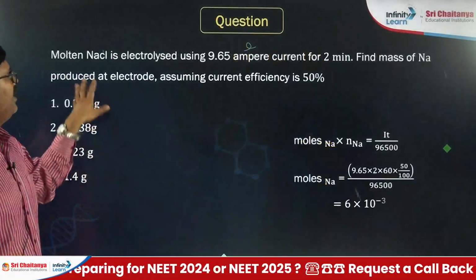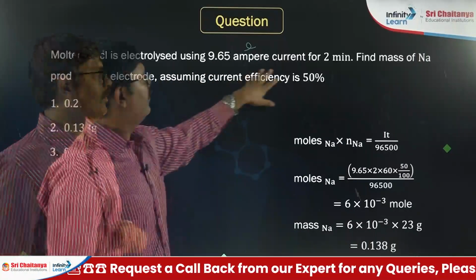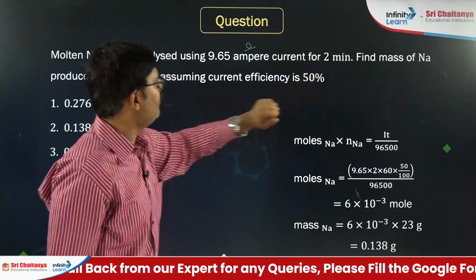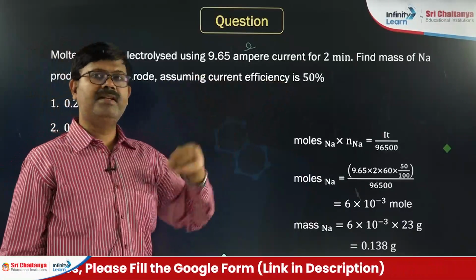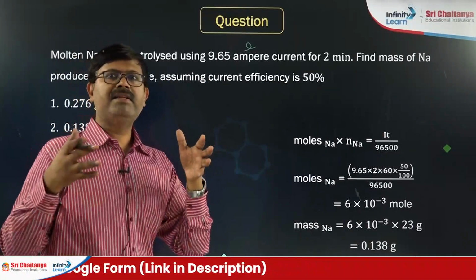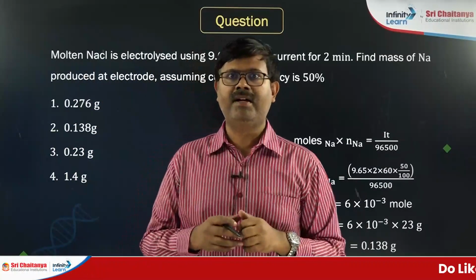Next, molten NaCl is electrolyzed using 9.65 amperes for 2 minutes. Find the mass of Na produced at the electrode, assuming current efficiency is 50%. That means all the charge is not utilized, only 50% of the charge is utilized. That is the meaning of current efficiency.